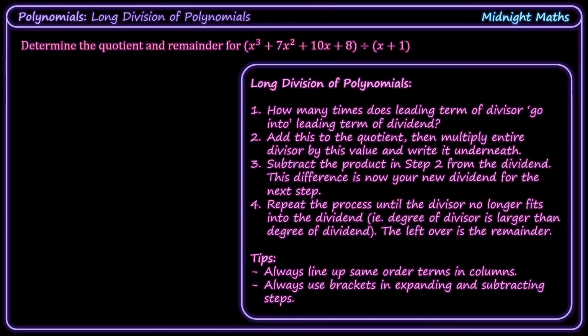So I'm going to start by writing this out the same way you write out your long division of numbers. So we get that long division symbol, and on the inside of it we write the dividend, the thing we're going to be dividing. And then on the outside, we're going to write the x plus 1, which is the divisor. Okay, this is the divisor. This is the dividend.